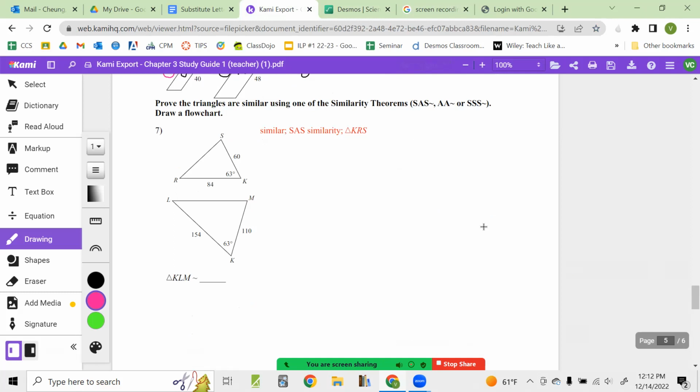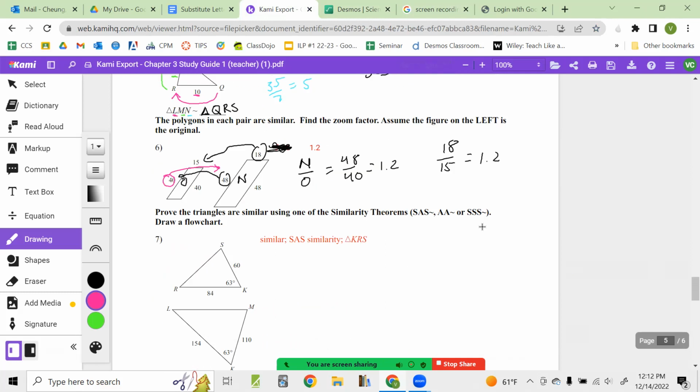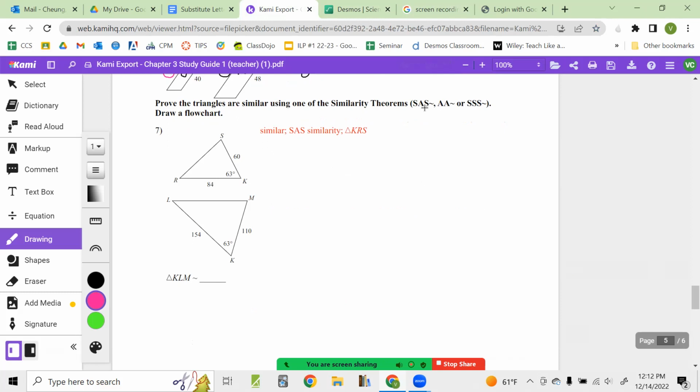Okay, now we just have some flow charts left. Okay, remember there's a few different shortcuts, SAS similarity, AA similarity, or SSS similarity. So if you can find that, if any of these three conditions are met, then the triangles are similar. Okay, so the first one, we're gonna see, oh yeah, what is the 60? I'm gonna ask you this, what's the 60? Is that a side or angle? I hope you said side.